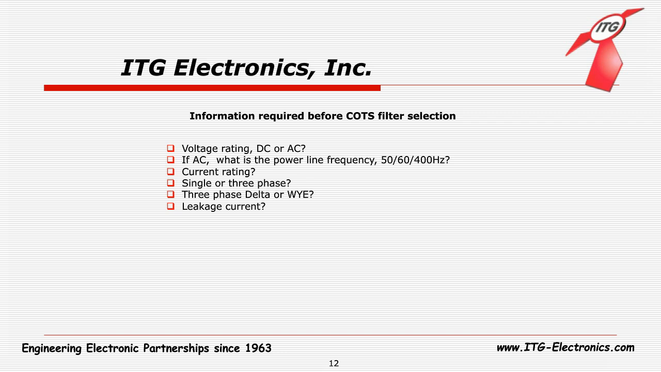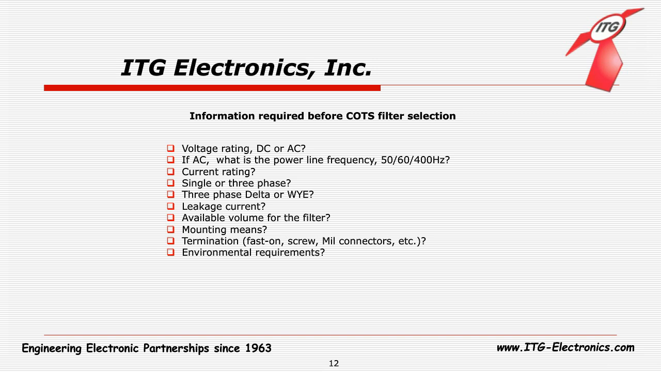The available volume, which we talked about earlier, and mounting means, which means can we use a bracket or do we have to use inserts, or any other means that are possible. The terminations, input-output terminations: is it a fast-on, screw top, MIL connector, etc.? Of course, we need to know the environmental requirements. Is there shock and vibration? What's the operating temperature, and so on and so forth. Radiated emission required attenuation. Now, this is something that normally is not available, but if it is, we would like to know the dB value versus frequency. Or if you have test results from actual testing without a filter installed, that's very helpful for us to recommend, or for somebody who's choosing a filter, it's important to know.